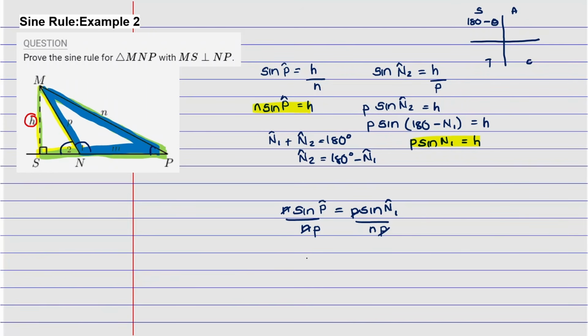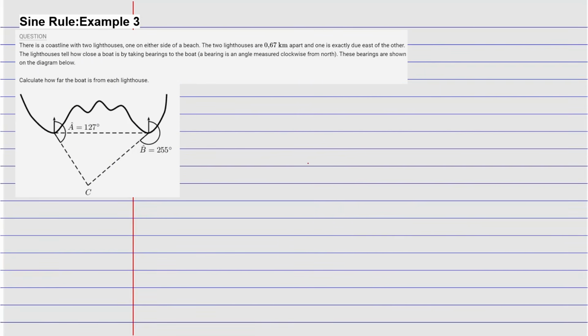So our answer here is going to be the same as what? It's going to be the same as sine P divided by P. Then this side is going to be sine N1 divided by N. I hope that makes sense. So that's how you would prove this question. So now we're going to move to example 3.